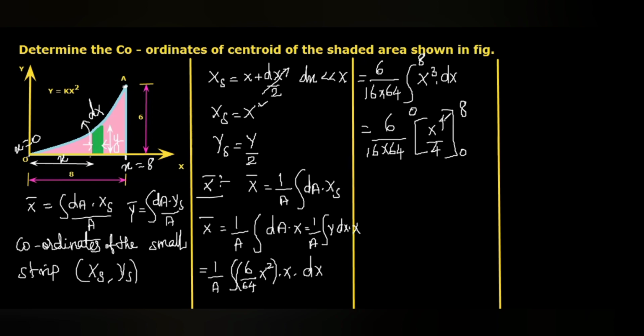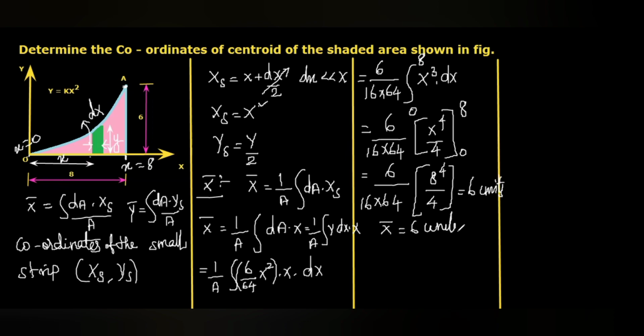When you apply the upper limit, 8 power 4 by 4 minus lower limit 0. So 6 divided by 16 multiplied with 64, this 8 power 4 by 4. Then for further simplifications, we will get this equal to 6 units. So we got the value x bar equal to 6 units. Then we are going to find the value of y bar.